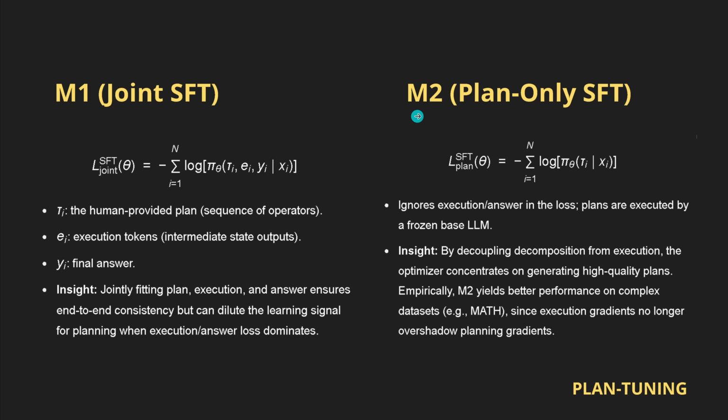Therefore, we go with method 2, the plan only. So we say, hey, forget all about the right answer and whatever. We just want the central piece of intelligence, the core of intelligence. If I have a problem, how can I solve it? Give me the plan to the solution. So ignore everything, the execution, the answer, and the loss function. We just focus on the plan. And this is simpler, faster, more precise.